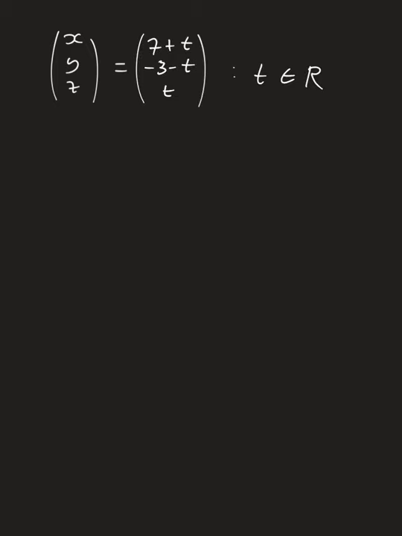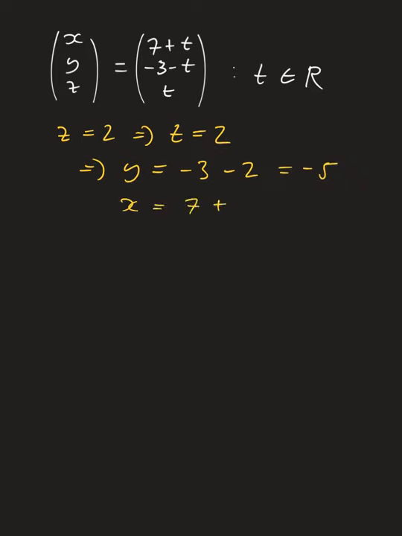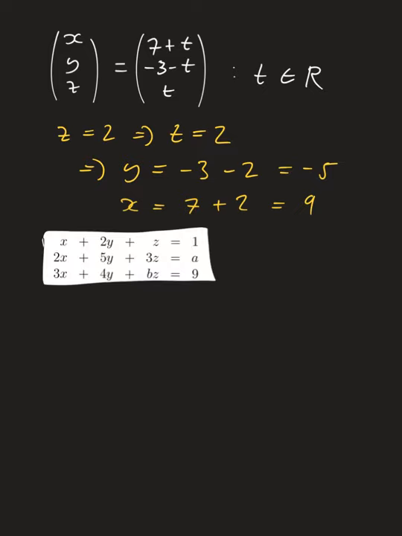The last thing we were asked is to confirm for z equal to 2. So z is equal to 2, well that means t is also equal to 2. So that means y is equal to minus 3 minus 2, which is minus 5, and it means that x is equal to 7 plus 2, which is 9. We are asked to verify that that is a solution. So here is the original set of equations. So let's just check that that is a solution.